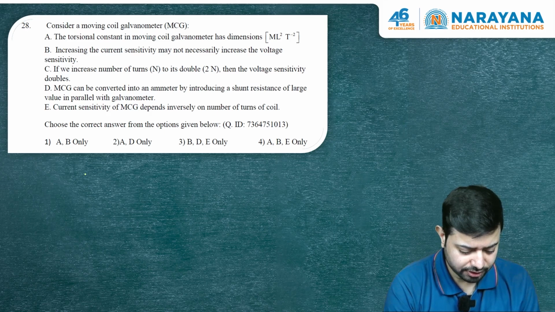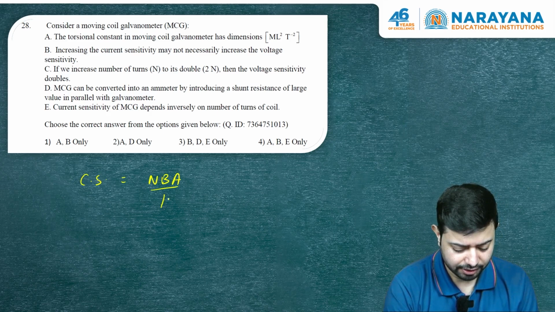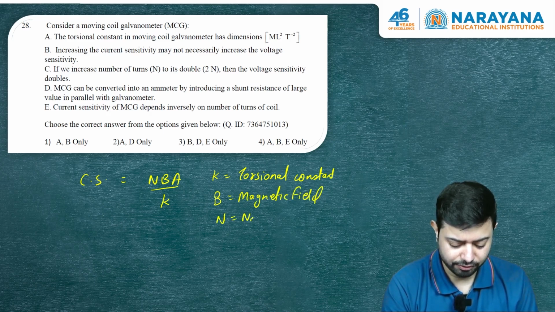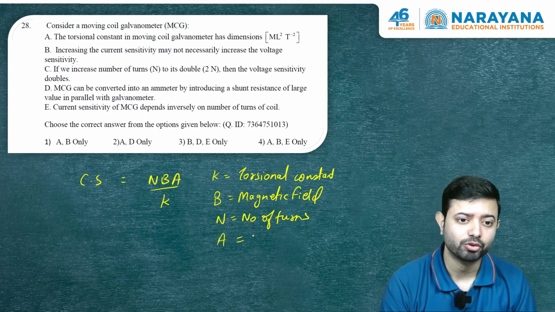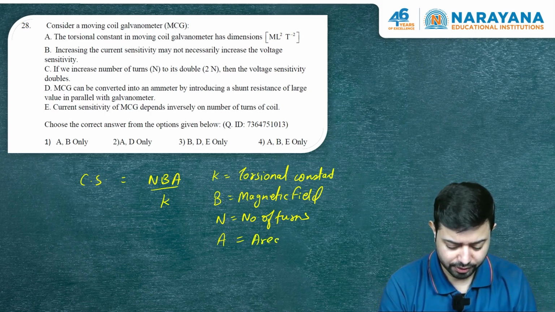What is the formula for the current sensitivity? It comes out to be NBA divided by K, right. What is K? K is the torsional constant here. And what is my B? Magnetic field. What is my N? Number of turns. What is the A? That is the cross-section area of the cylinder which is the soft iron core over there, or you can think of it as the loop area, because the loop is just covering that cylinder. So, the area of that loop is going to be the same.